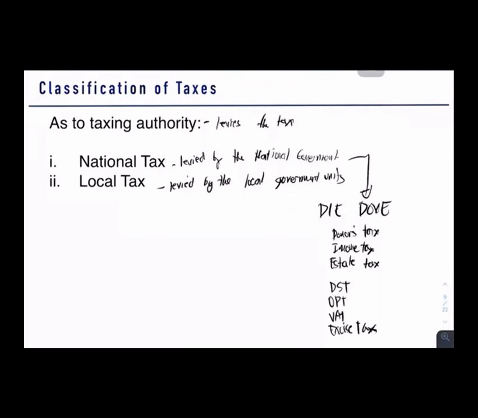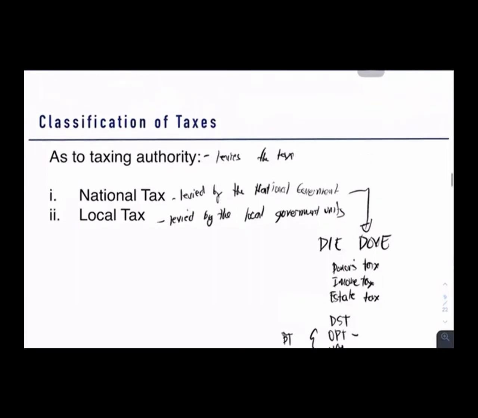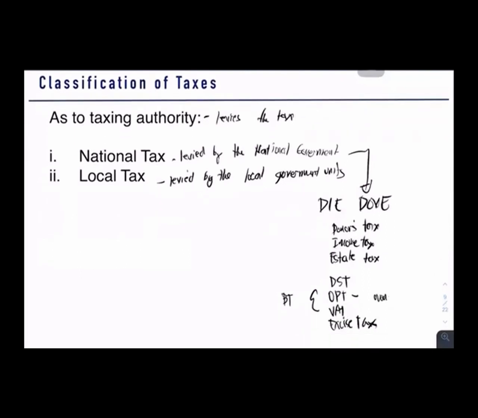Next, we have your other percentage tax. What is your other percentage tax and VAT again? These are business taxes. We already said that earlier. These are taxes on consumption. However, other percentage tax is a tax paid by a non-VAT taxpayer, while a VAT is paid by a VAT taxpayer.